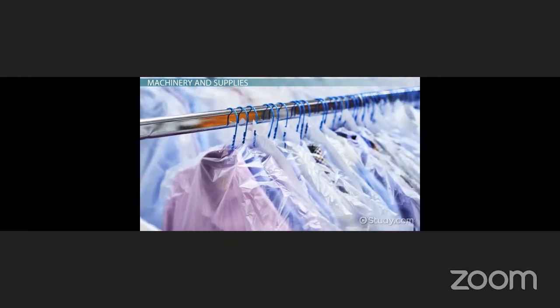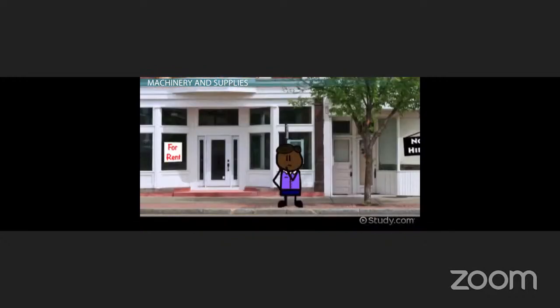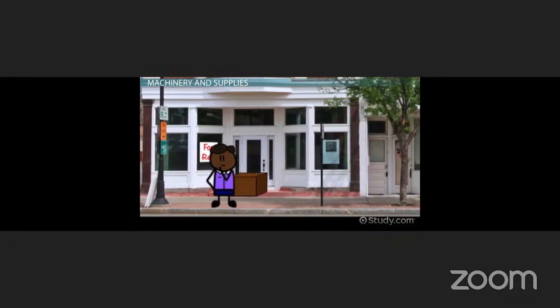Returning to the dry cleaning business, you have many supplies available for your work. Not only do you have laundry detergent and starch, you also have hangers and bags for the clothing. These materials are some of the physical resources you have available for your work.